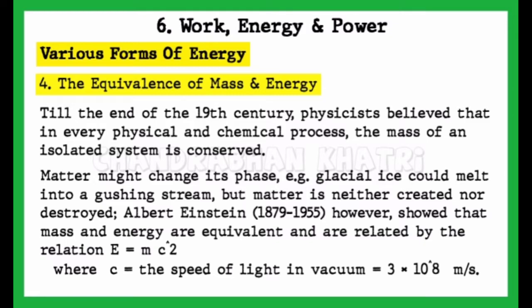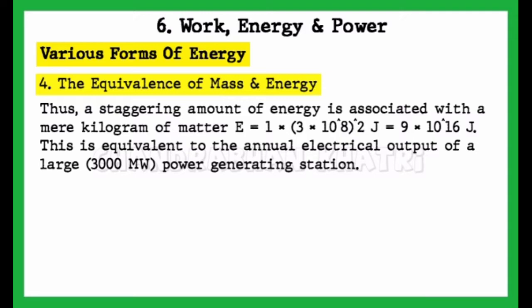The value of the speed of light is 3 into 10 raised to power 8 meter per second. Thus, a staggering amount of energy is associated with a mere kilogram of matter. E is equal to 1 into 3 into 10 raised to power 8, whole squared, joule, that is equal to 9 into 10 raised to power 16 joule. This is equivalent to the annual electrical output of a large 3000 megawatt power generating station.